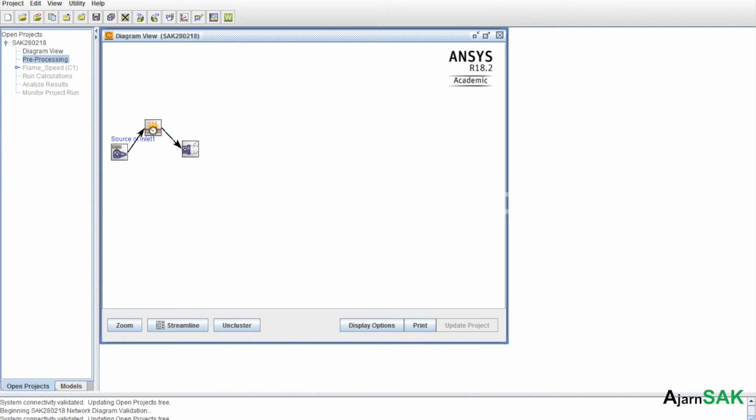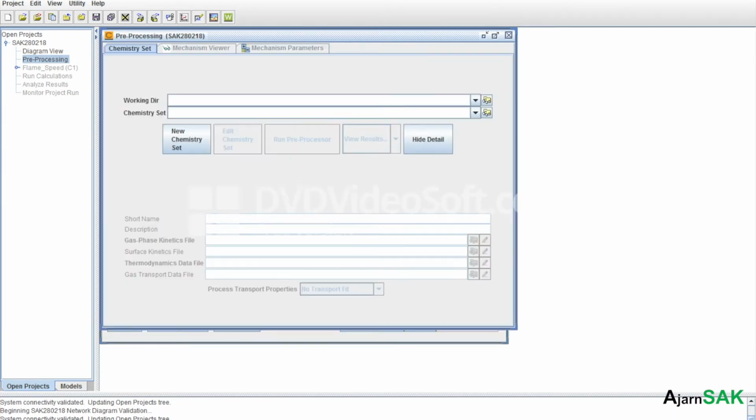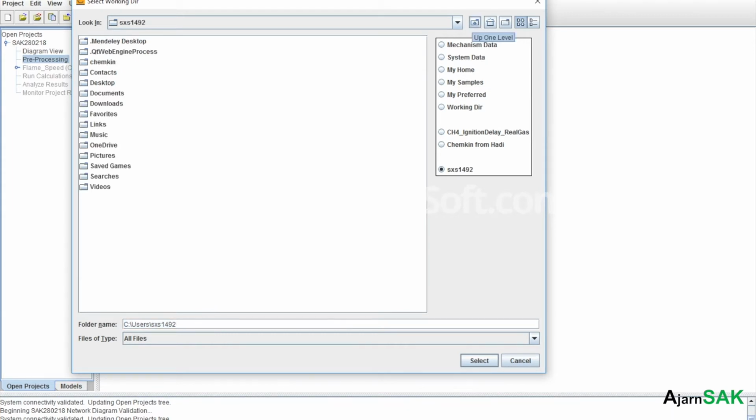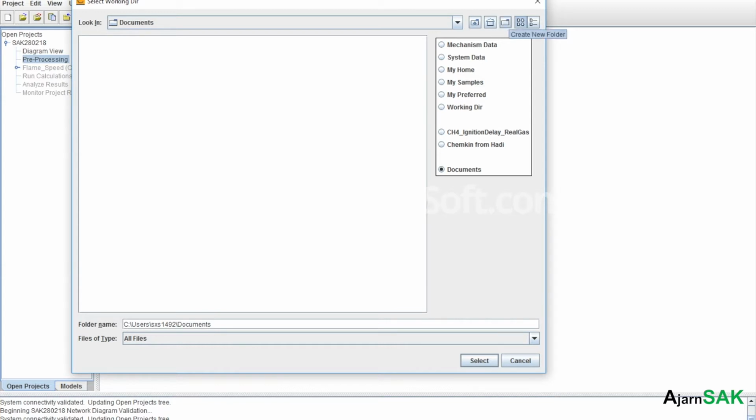Alright, let's assume that we already have the diagram, which is very easy to do. Then we open the pre-processing and look for the work directory, work dir. You should be in the Chemkin folder. If you move to another folder, it's not going to work and will give some errors. So the best way is to stick with a folder inside the Chemkin. Let's say that.